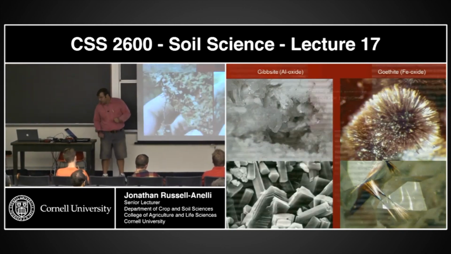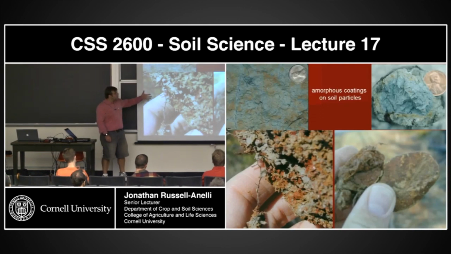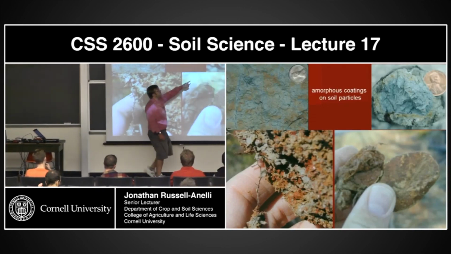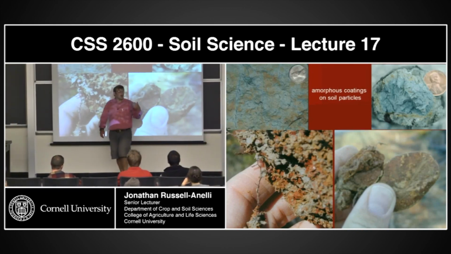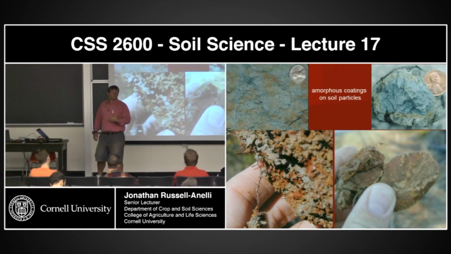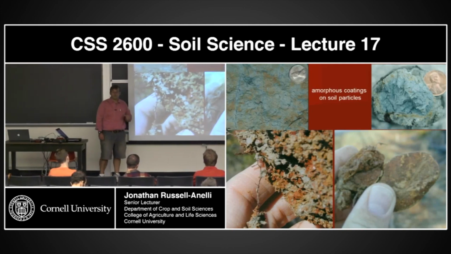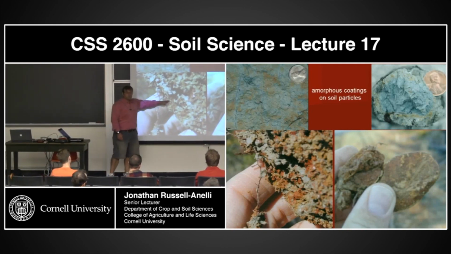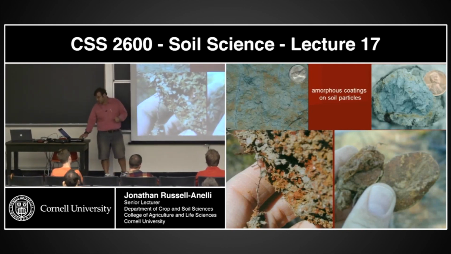Okay, they also have these amorphous coatings, and these should be familiar to you guys. This is what you guys saw. I mean, I've showed you this slide before, but this is what we saw down at the bottom of Mount Pleasant, or that valley in Mount Pleasant, right? Okay, iron accumulations, amorphous, not crystalline.